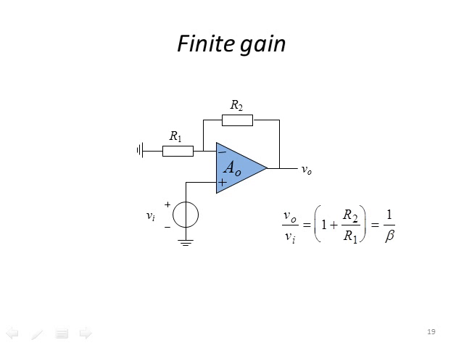Now, the operational amplifier also has finite gain, and we have to take that into consideration. This is an example of connecting an operational amplifier with a feedback network, and as long as A0 is quite large, then we can say the transfer function of the system, V out over V in, is 1 plus the ratio of R2 over R1, which is 1 over beta.